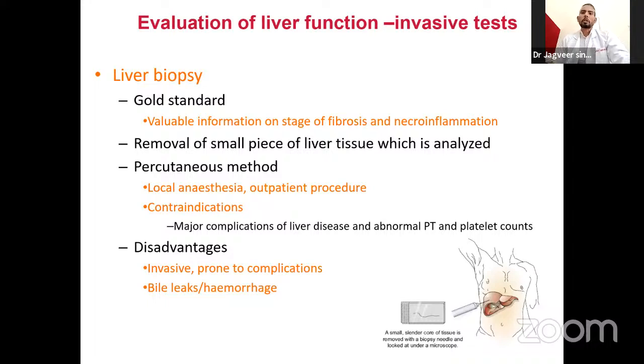So, liver biopsy is the gold standard test for diagnosing liver disease. We can get valuable information on the stage of fibrosis and necroinflammation by doing a liver biopsy. In this procedure, we remove a small piece of liver tissue which is analyzed under the microscope. Liver biopsy can be done percutaneously, endoscopically or on a US basis. A disadvantage of liver biopsy is that it is an invasive procedure. It has various associated complications like bleeding, hemorrhage, bile leaks, etc. Next slide, please.